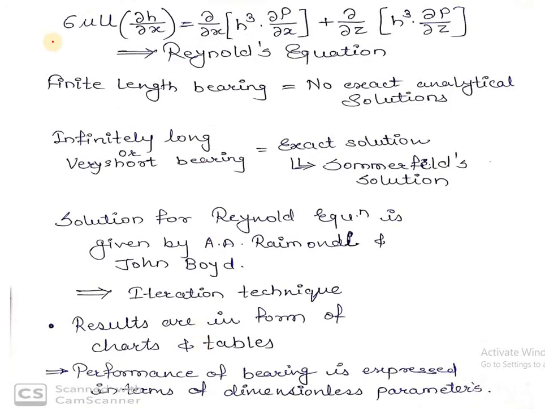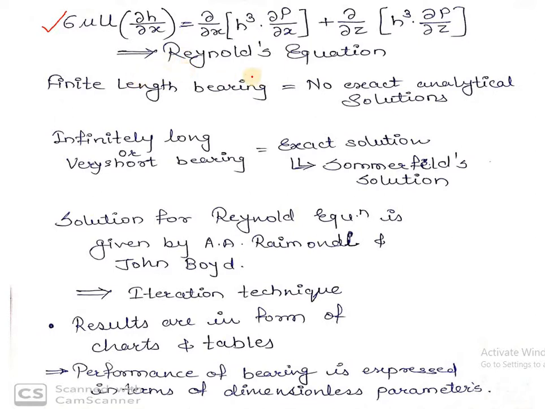So, here is the equation: 6 mu into u in bracket d by dx of h cubed dp by dx equals this term. This is nothing but the Reynolds equation which we have derived in my previous video. So before watching this video, please go through my previous videos of sliding contact bearing.